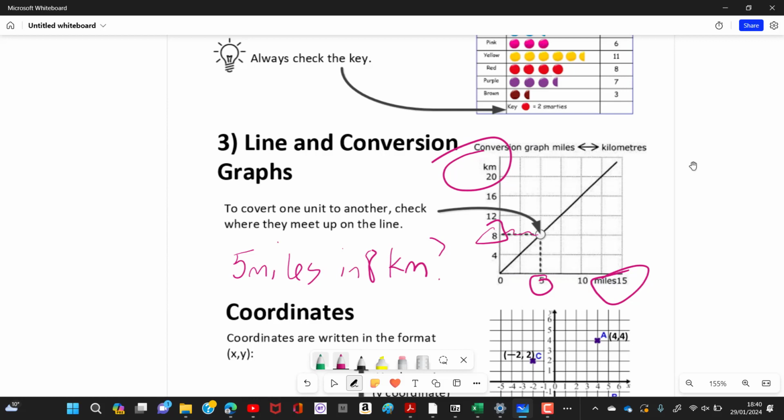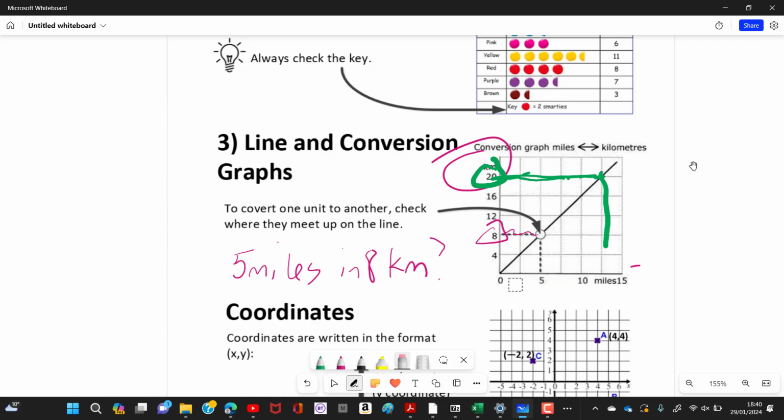Similarly, if you want to know it the other way around, let's say you want to know 20 kilometers. What is that in miles? You just see where it touches the line. It goes down here, and we have to know what the scale is. Scale is very important in these graphs.